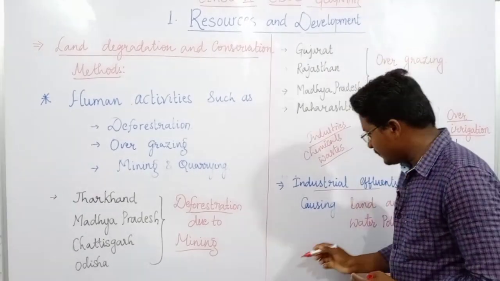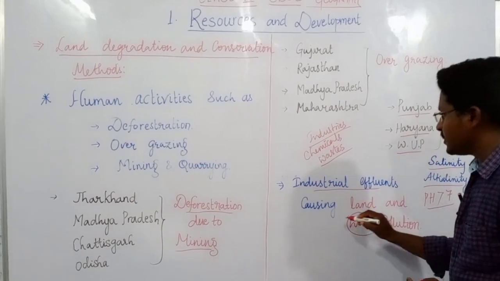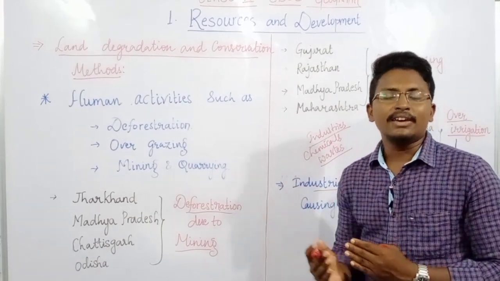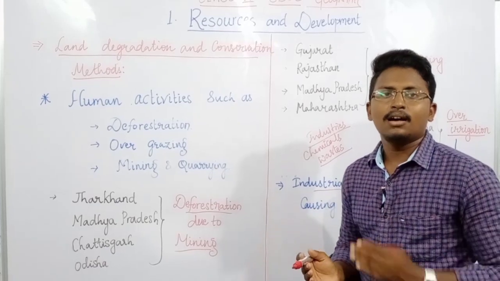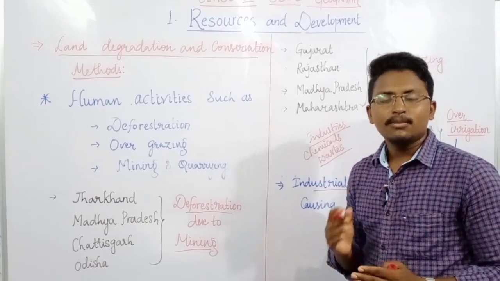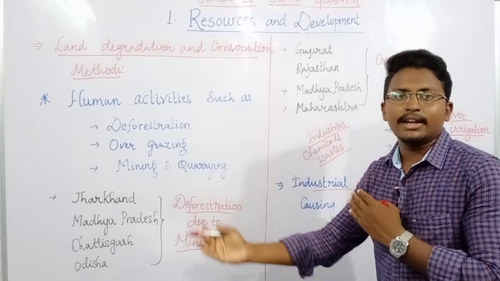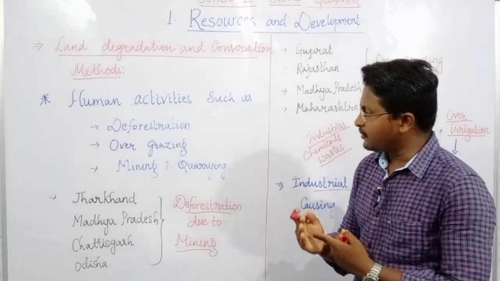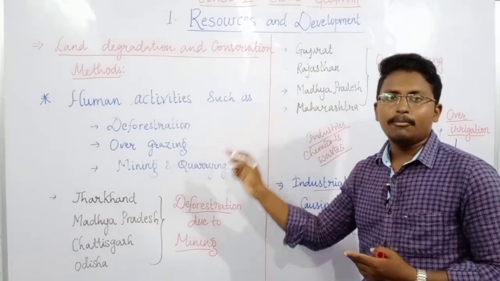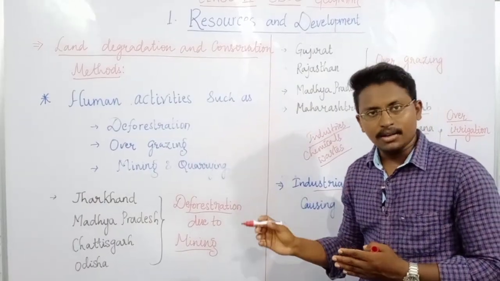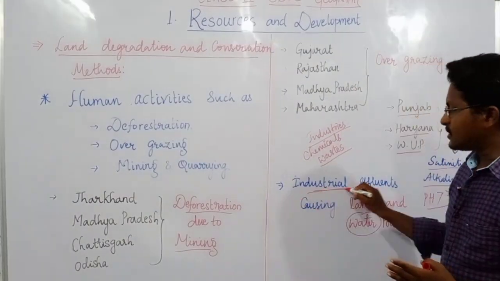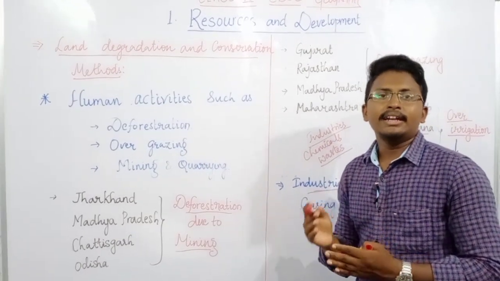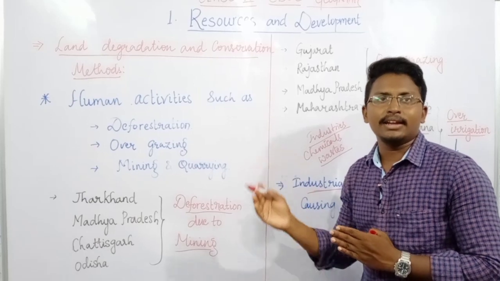At the same time the water is also polluted. Sometimes these industries directly release waste water into rivers or nearby water sources. Because of this, water is also getting polluted. So not only activities like deforestation, over irrigation, mining and quarrying, but due to these industries also the land is being degraded, and it is a continuous process which is happening day by day.